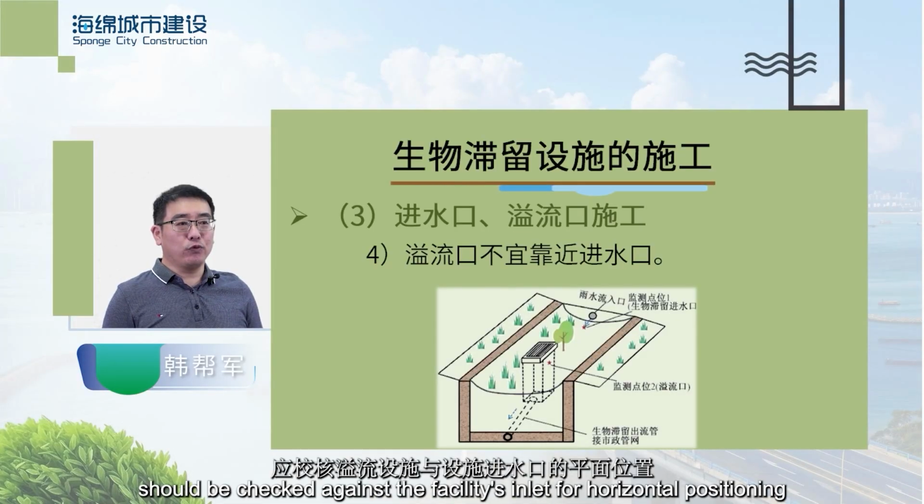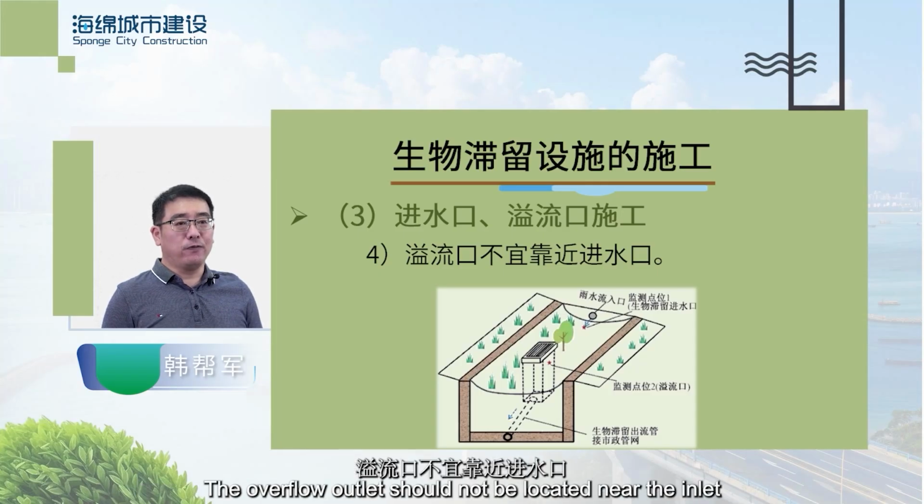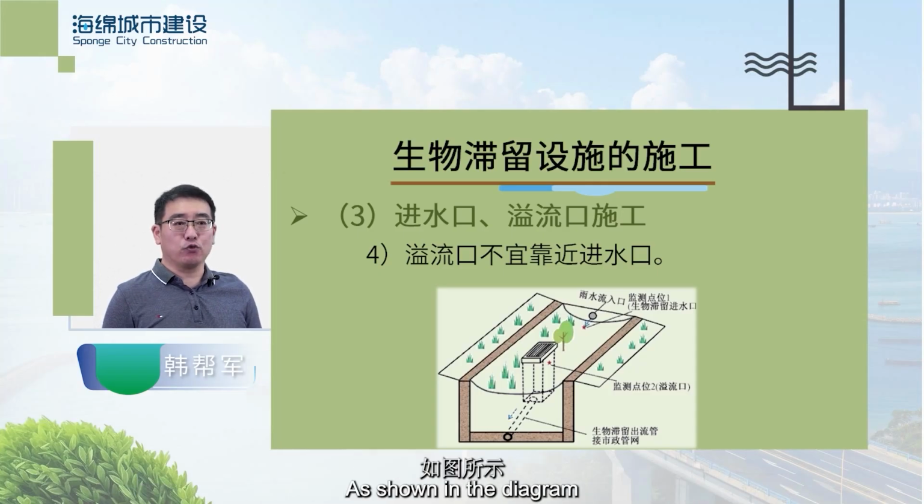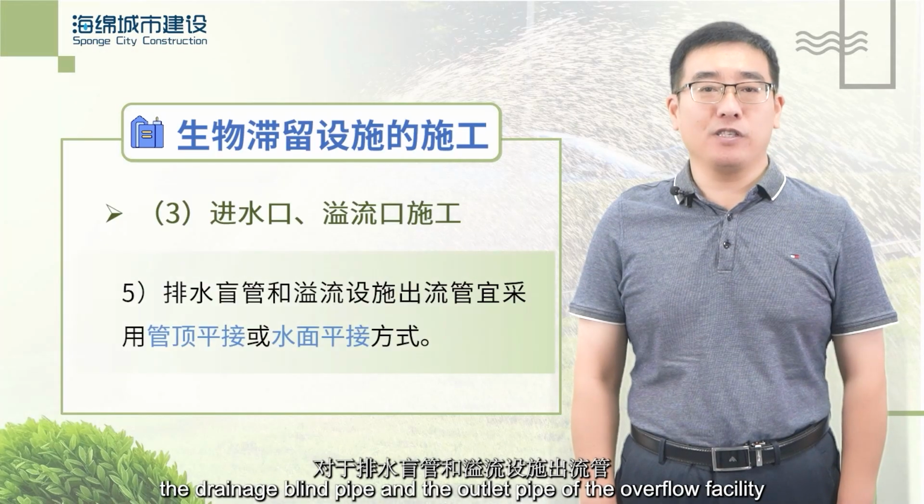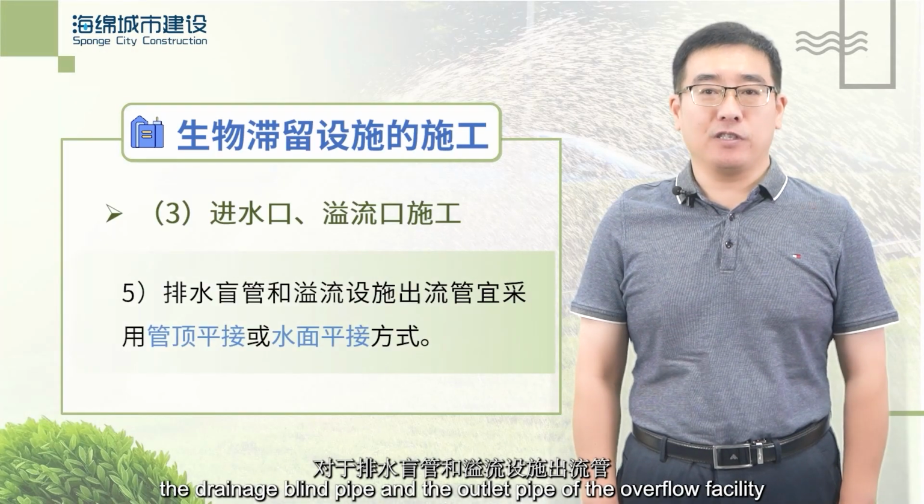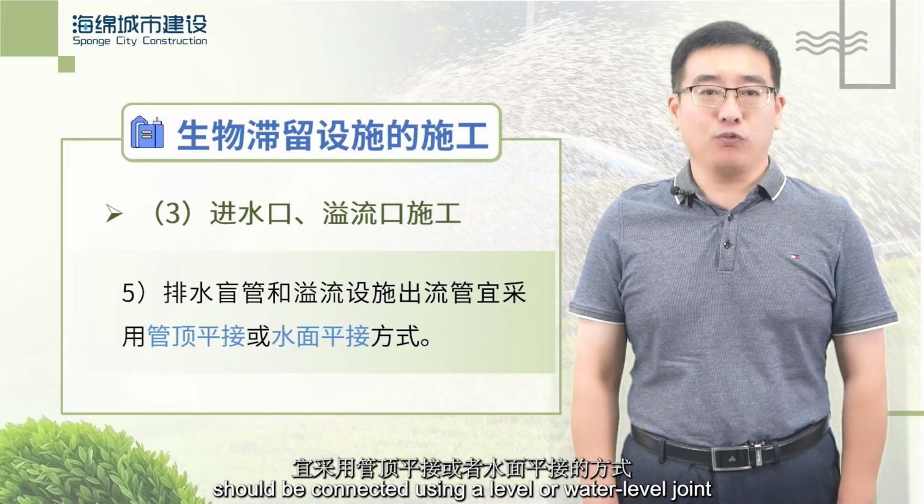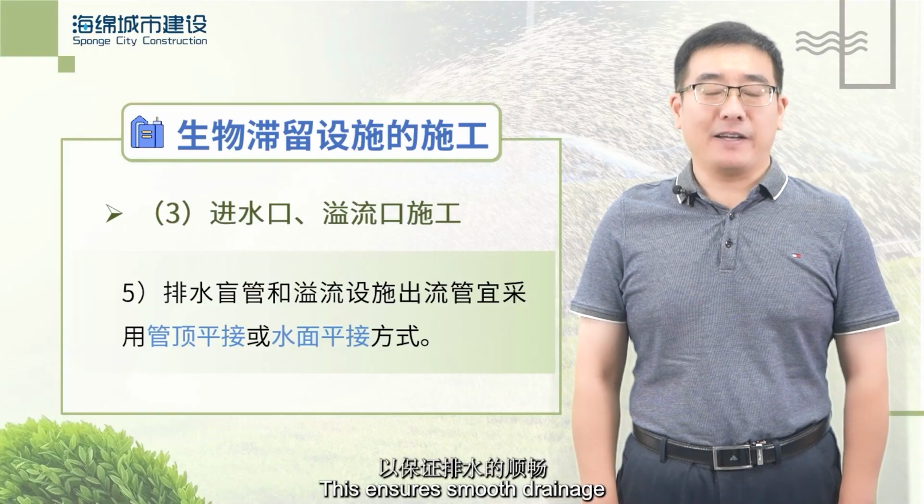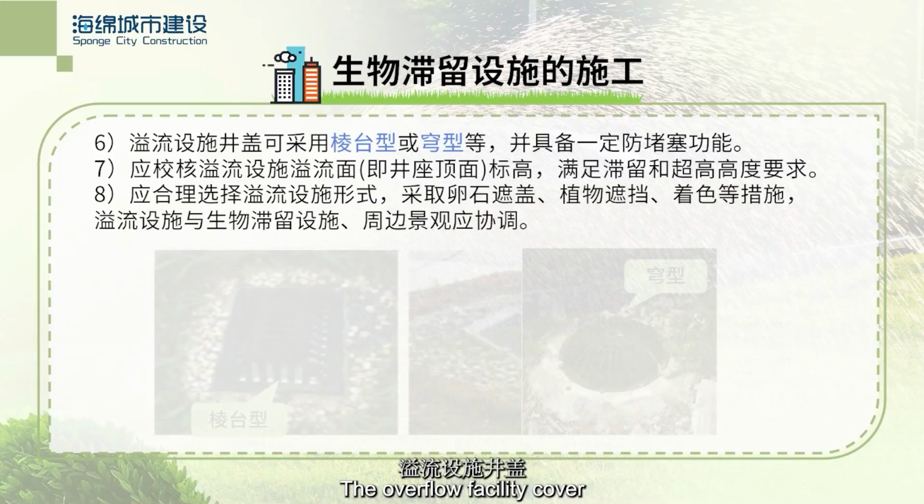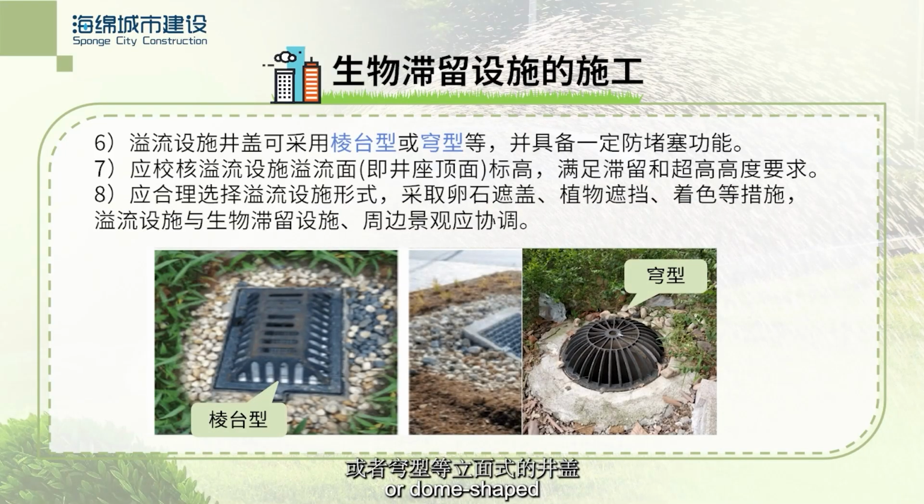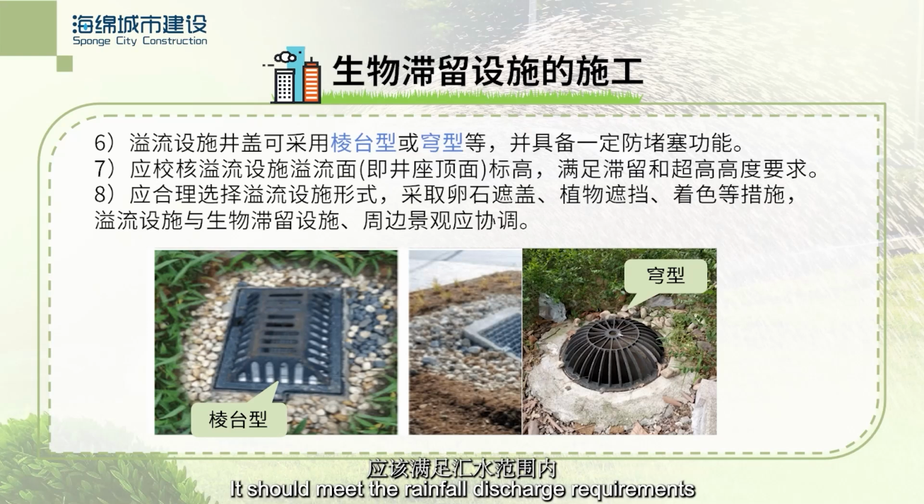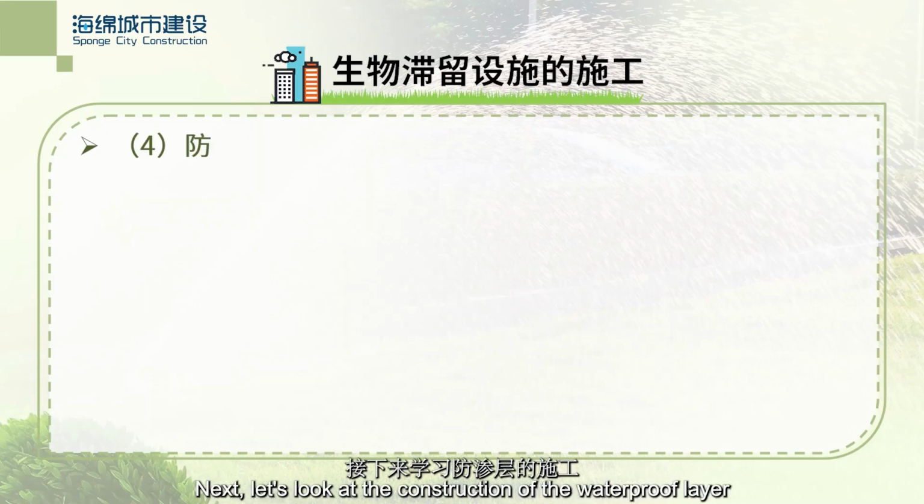The overflow well should be checked against the facility's inlet for horizontal positioning. The overflow outlet should not be located near the inlet, as shown in the diagram. The drainage blind pipe and the outlet pipe of the overflow facility should be connected using a level or water level joint. This ensures smooth drainage. The overflow facility cover can be trapezoidal or dome-shaped. It should meet the rainfall discharge requirements for the catchment area within the design, and it should also have anti-clogging features. Next, let's look at the construction of the waterproof layer.